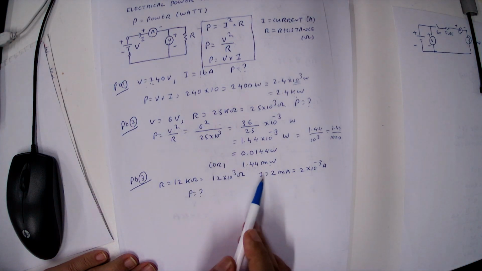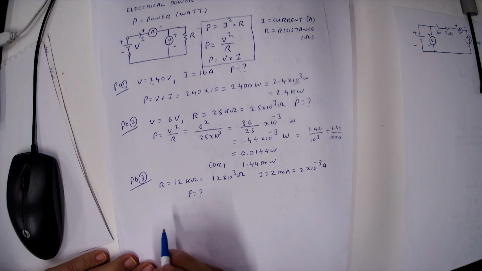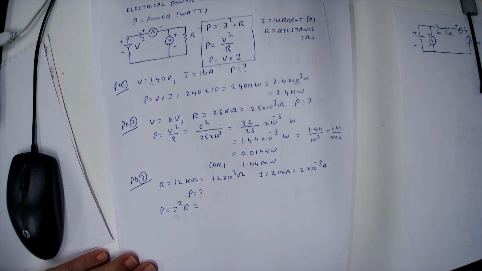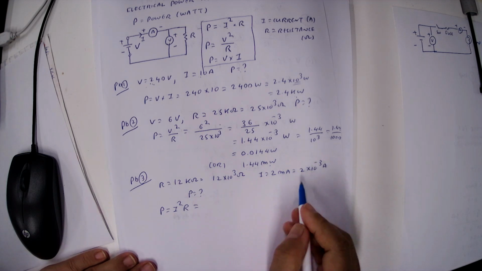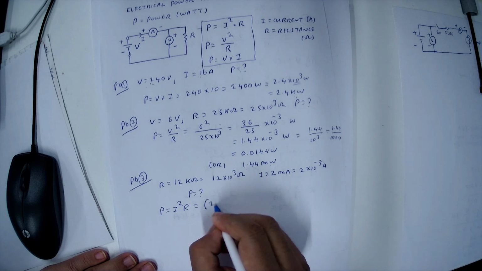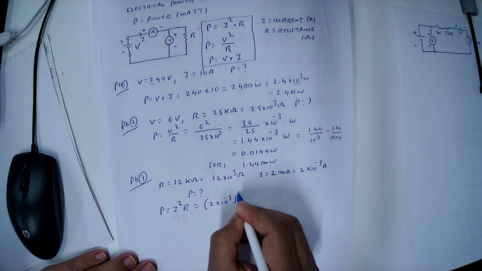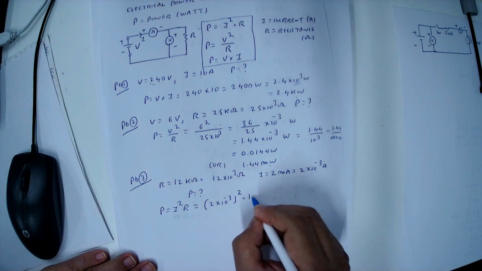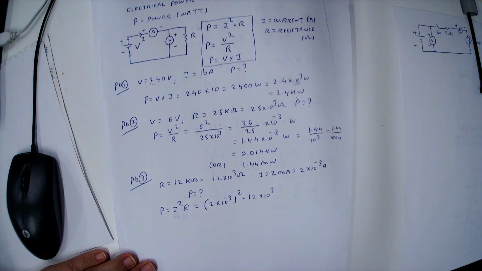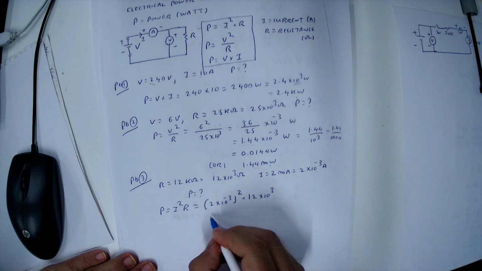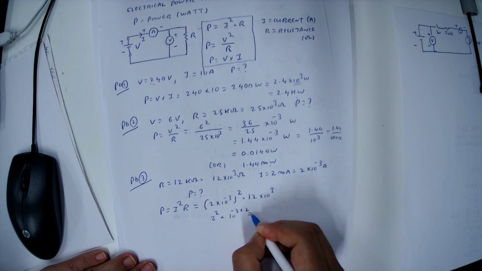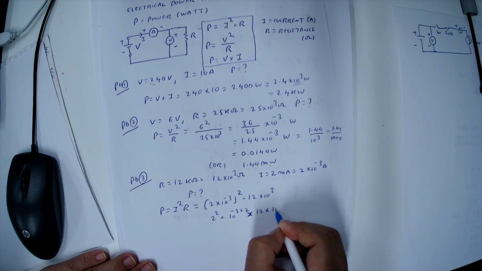So we know the current, we know the resistance, we can calculate the power. Equation is P equal to I square multiply R. Current square multiply resistance, we can calculate the power. In this case, the current is 2 multiply 10 power minus 3. So 2 multiply 10 power minus 3 square multiply resistance 12 kilo ohm, so 12 multiply 10 power 3. So 2 multiply 10 power minus 3 squared will be 2 square into 10 power minus 3 squared, multiply 12 multiply 10 power 3.